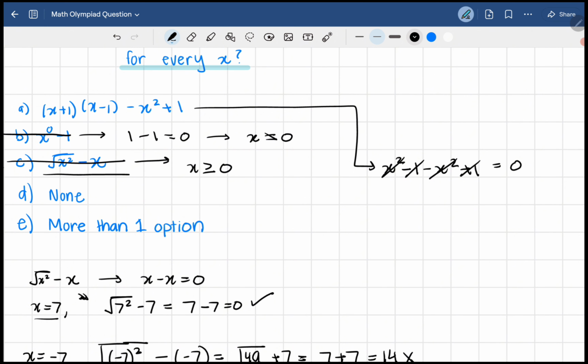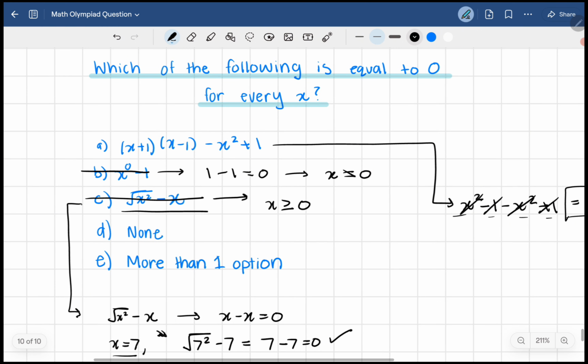And this holds true for every single value of x, because no matter what value of x you have, all the terms will eventually get canceled out. And you can even test this by putting in negative numbers, 0, and positive numbers. But either way, you will always get 0. So our final answer is A.